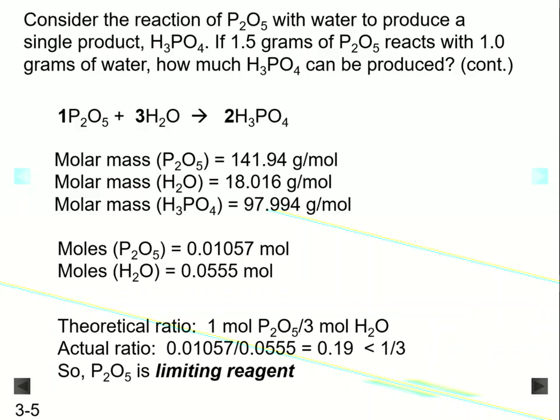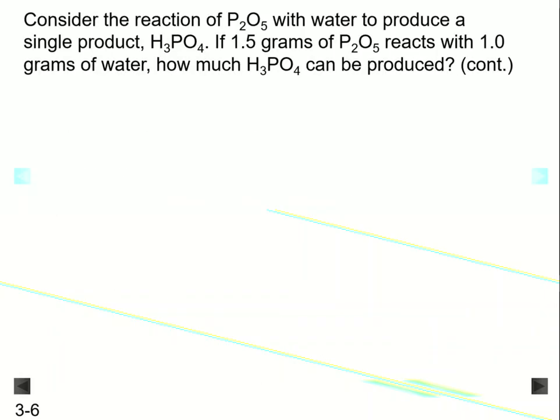If we divide 0.1057 by 0.0555, we get 0.19. And that is less than 1 over 3, or 0.33. So that tells us the numerator is the limiting reagent, that is, the P2O5. So P2O5 is now our limiting reagent. That's going to dictate to us how much product we get. So let's move on to our next slide.